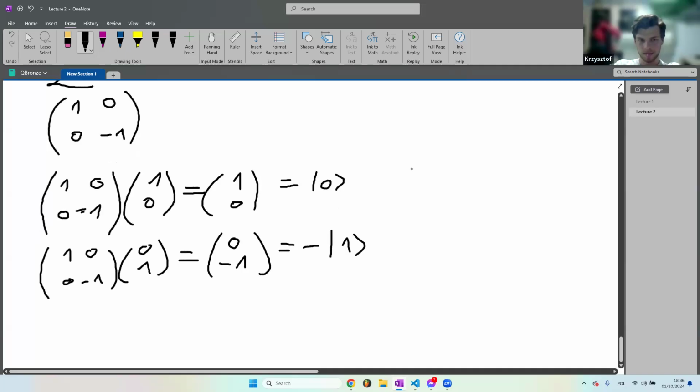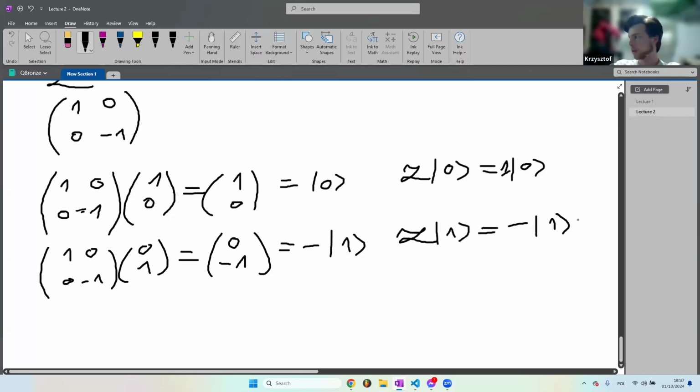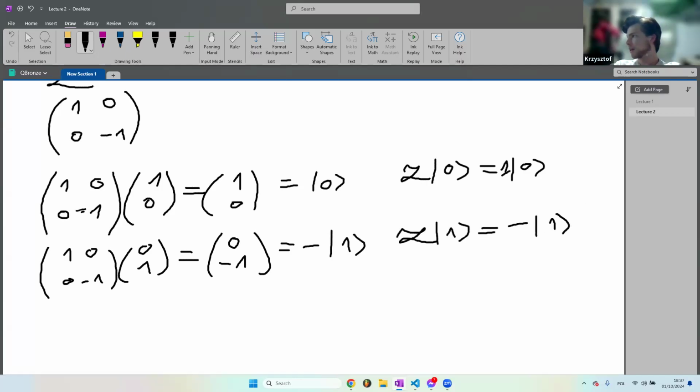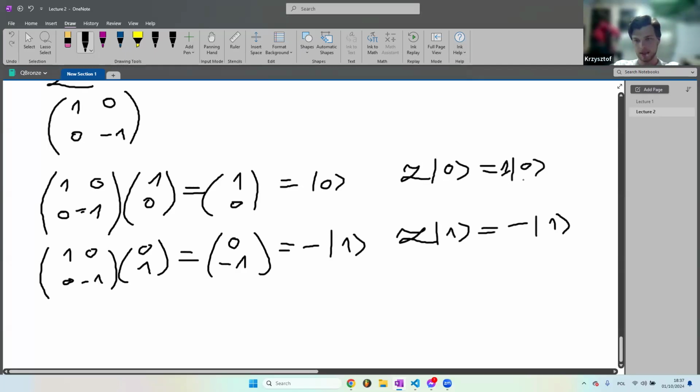So in other words, the Z gate applied to the 0 qubit does nothing. We can also say it gives 1. And the Z gate applied to 1 is transformed to -1. And as you can see, this is a simple eigenvector and eigenvalue problem. So the eigenvectors of the Z gate are 0 and 1, and the eigenvalues are 1 and -1.